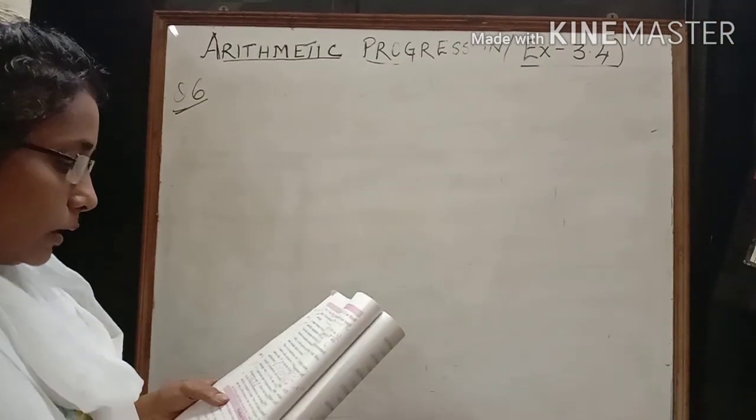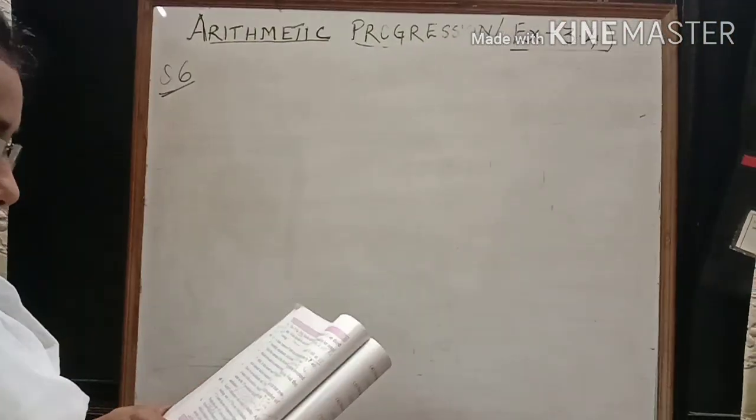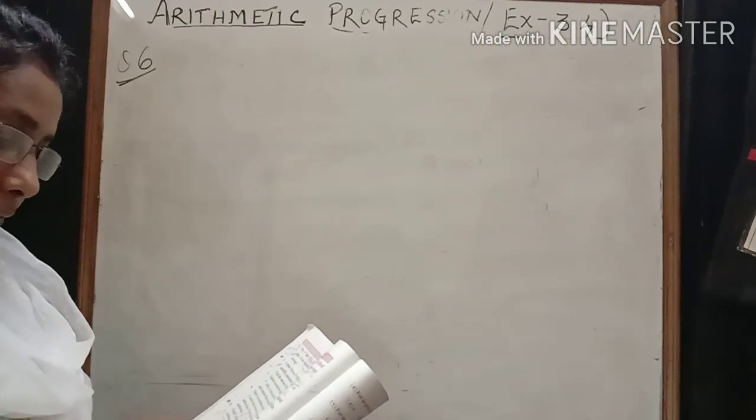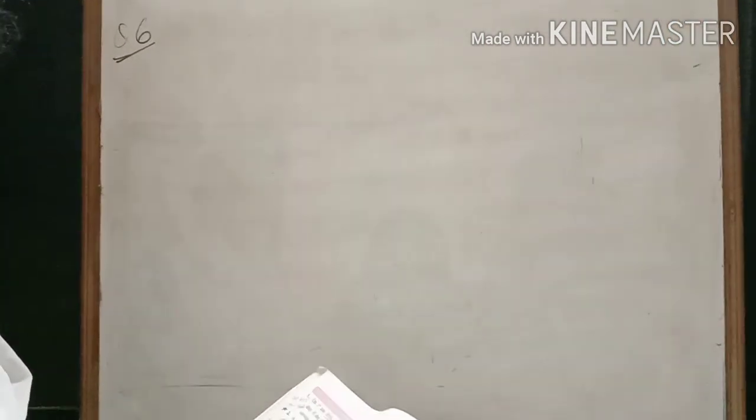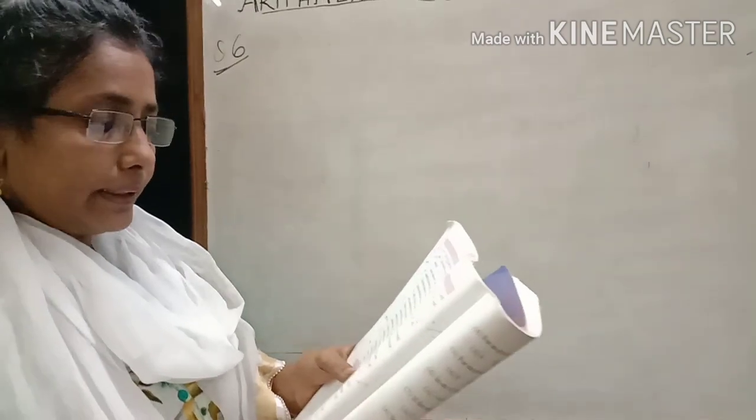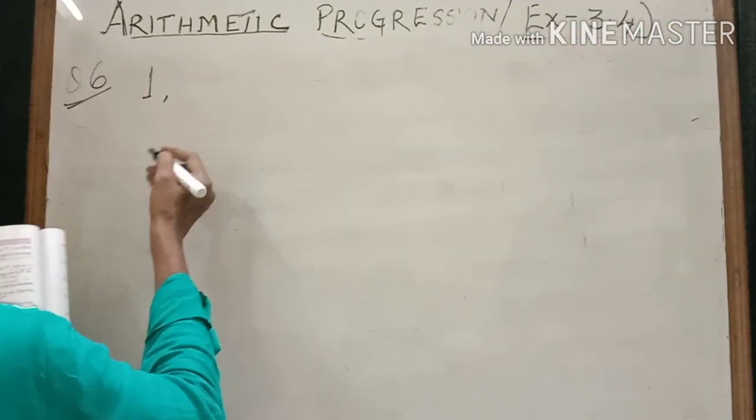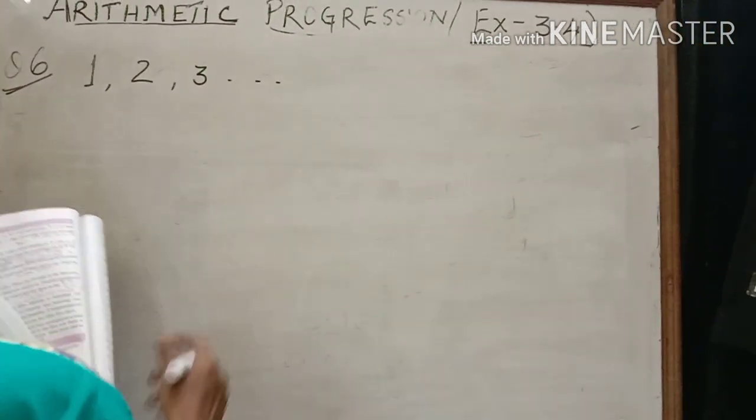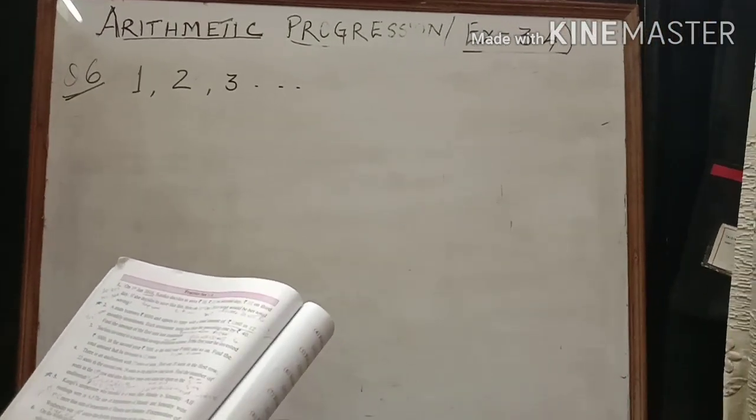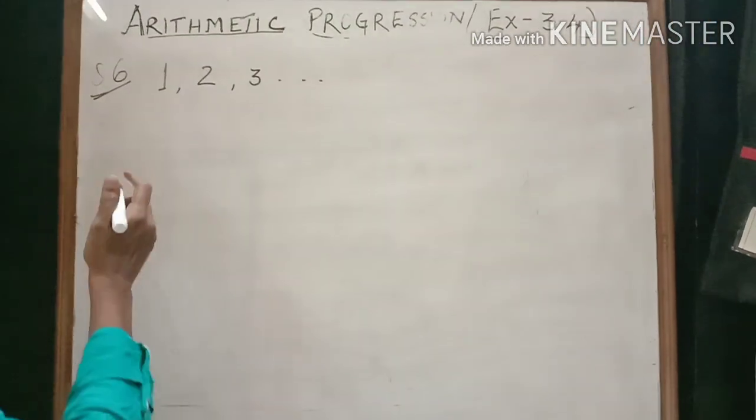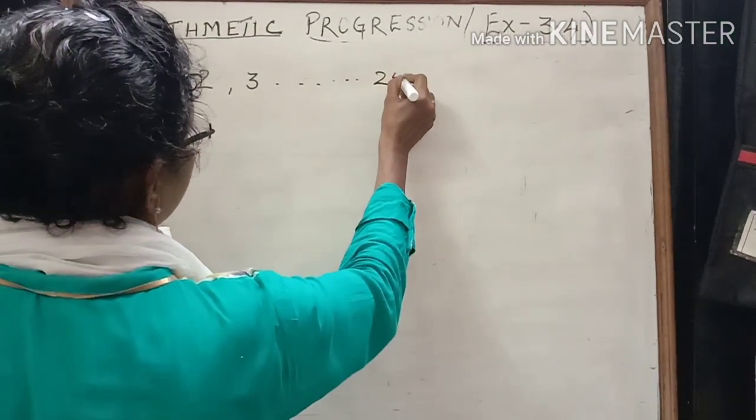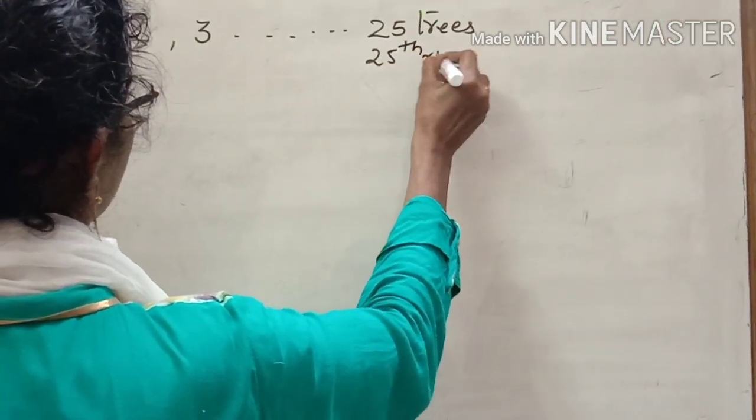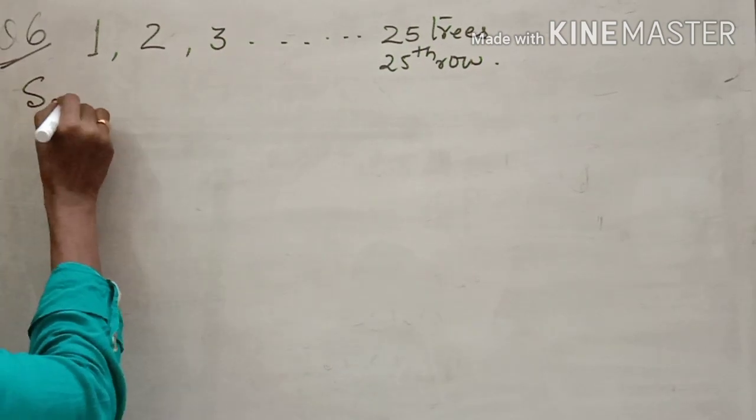Question number 6. On the World Environment Day, a tree plantation program was arranged on a land which is triangular in shape. Trees are planted such that in the first row there is 1 tree, second row there are 2 trees, third row 3 trees, and so on. There are 25 rows. We have to find the total number of trees in 25 rows. So we have to find S25.